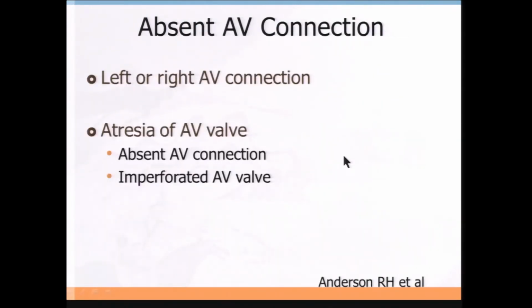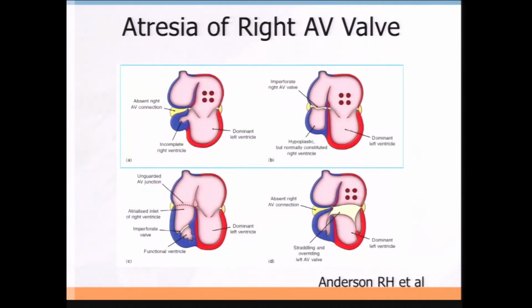Another example of univentricular AV connection is absent left or right AV connection. The most common example is tricuspid atresia. The atresia of the AV valve can be made by just absent AV connection or by ventricular AV connection with an imperforate AV valve. This figure shows the anatomic variants of tricuspid atresia. This is the common form of tricuspid atresia.